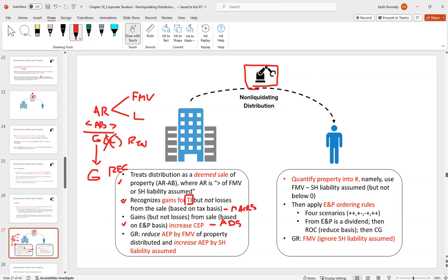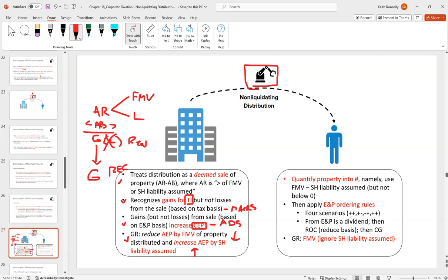So it hit your taxable income, that's going to hit your CEP as well. And then once you adjust your CEP for the gain, as a general rule, and the book isn't super particular here in the sense that the tax code is more specific and has nuances, generally you're going to reduce AEP by the fair market value and increase it by any liability the shareholder assumes.